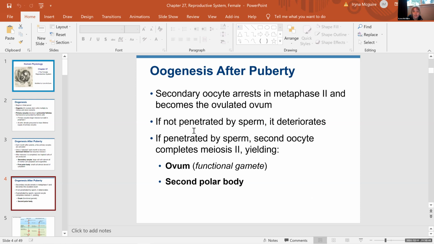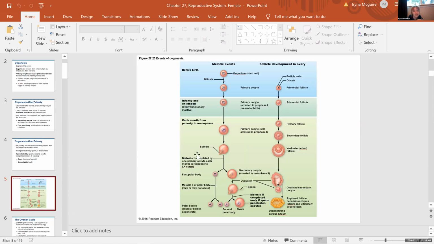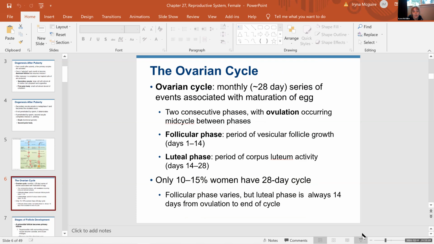Then the secondary oocyte arrests in metaphase 2 and becomes the ovulated ovum. If not penetrated by sperm, it deteriorates. If penetrated by sperm, the secondary oocyte completes meiosis 2, yielding the ovum, the functional gamete, and the second polar body, right? So again, look at this diagram, and this diagram is explained by the previous slides, right?